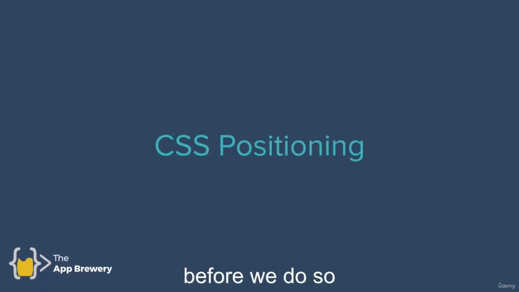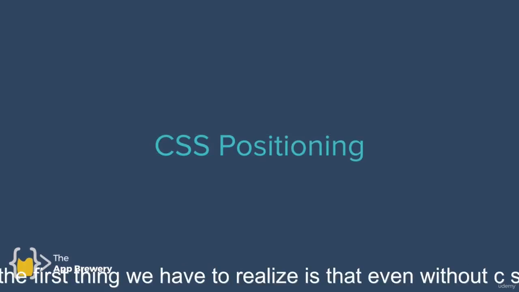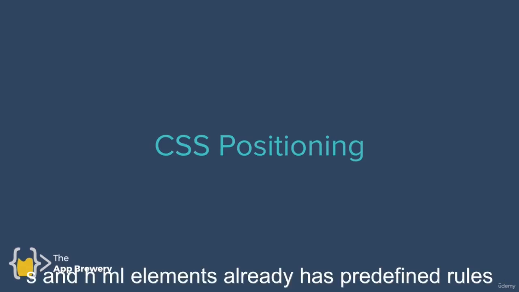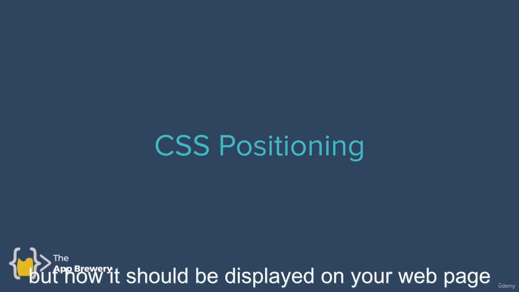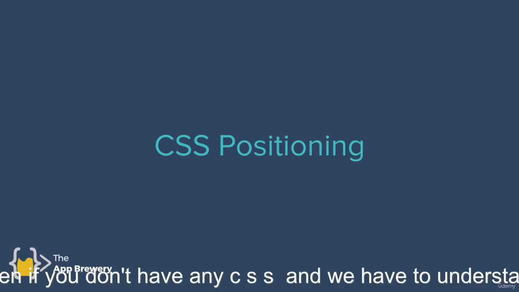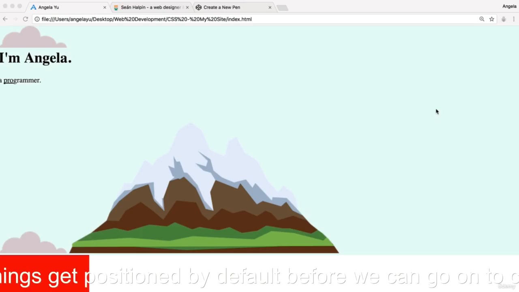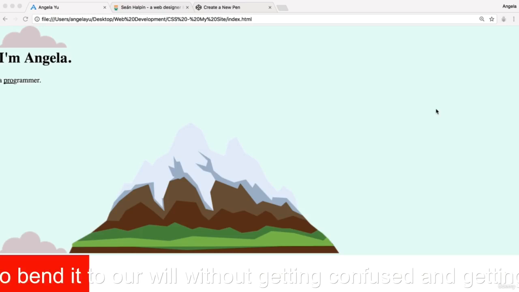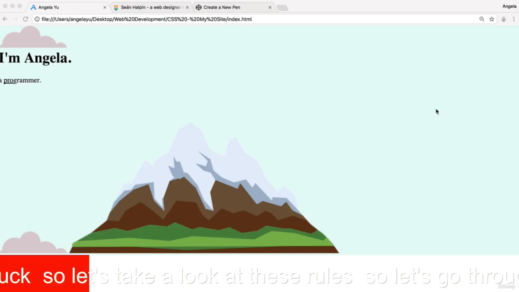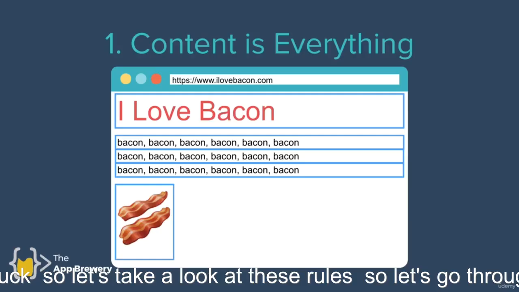But before we do so, the first thing we have to realize is that even without CSS, your HTML elements already have predefined rules for how they should be displayed on your web page, even if you don't have any CSS. And we have to understand how things get positioned by default before we can go on to change it, to bend it to our will without getting confused and getting stuck. So let's take a look at these rules. Let's go through those rules quickly.